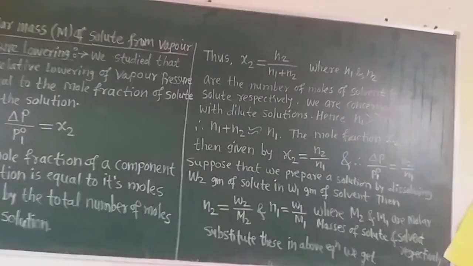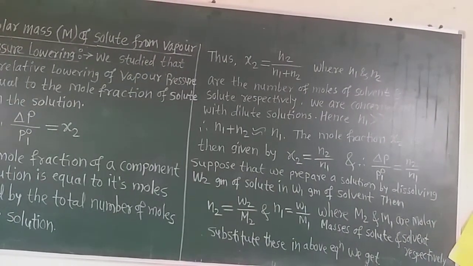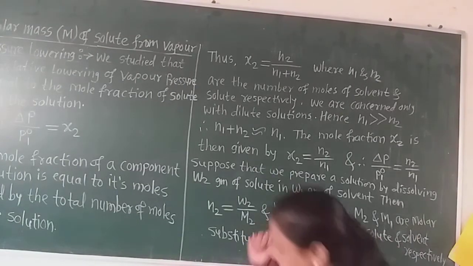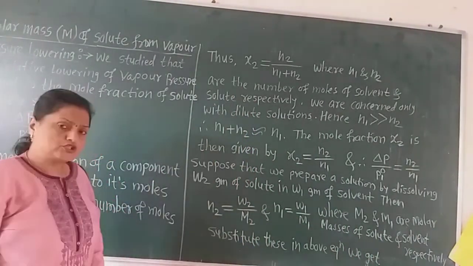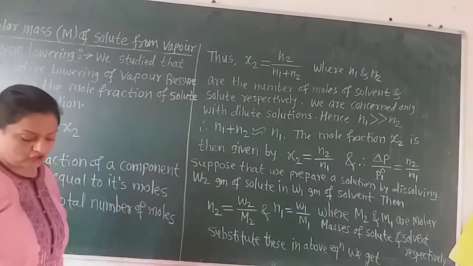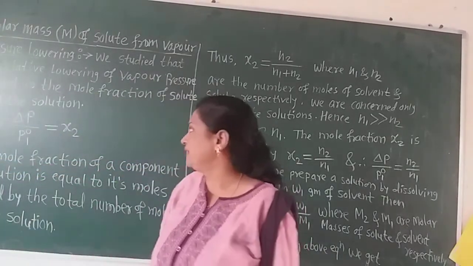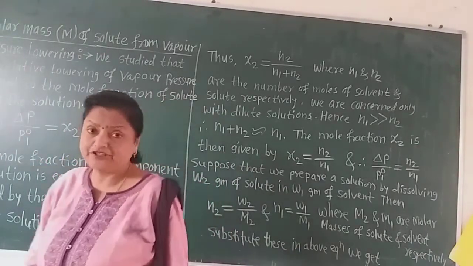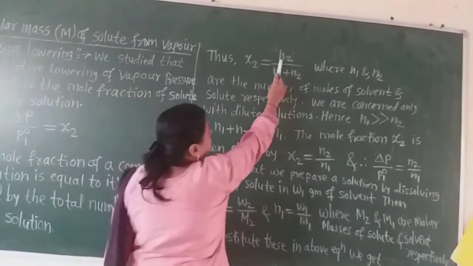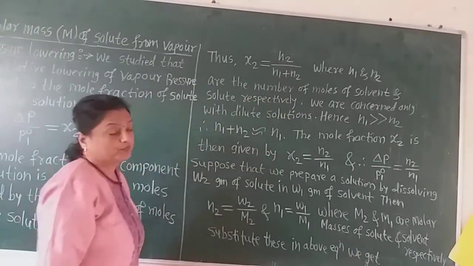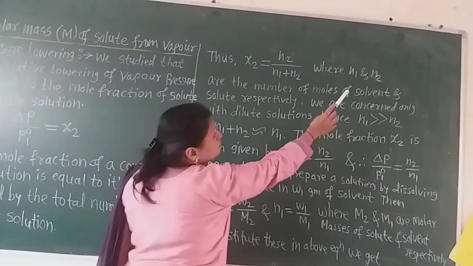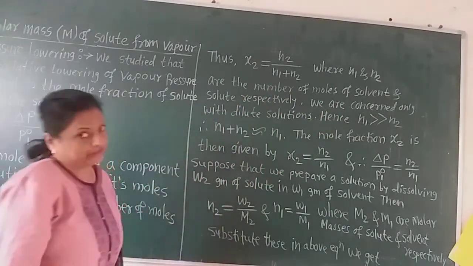Now, again, see on the blackboard. This is the formula to calculate the mole fraction of the solute, that is X2, because we want only the X2. In our formula of lowering of vapor pressure, delta P divided by P01 is equal to X2, here we have to calculate this X2. So X2 is equal to N2 divided by N1 plus N2, where N1 and N2 are the number of moles of solvent and solute respectively.